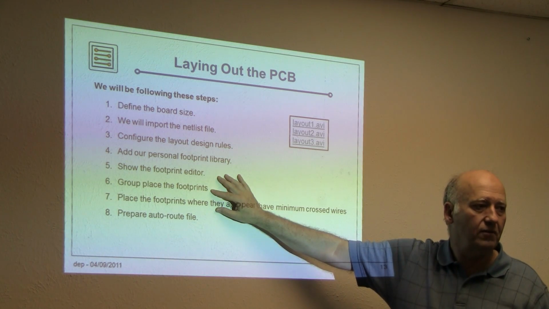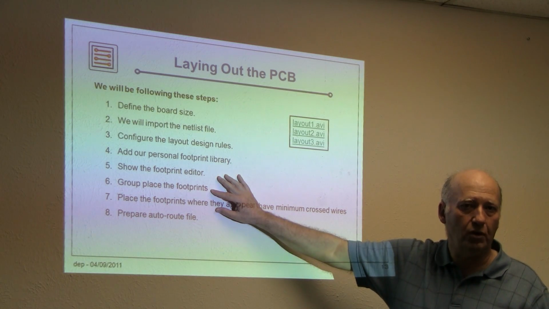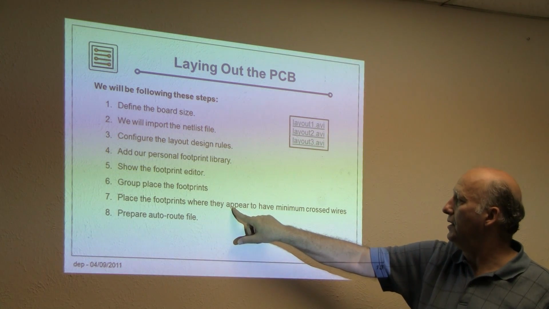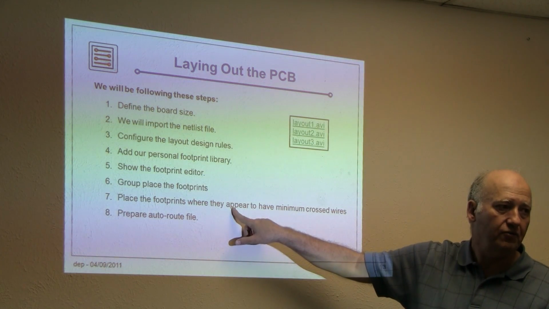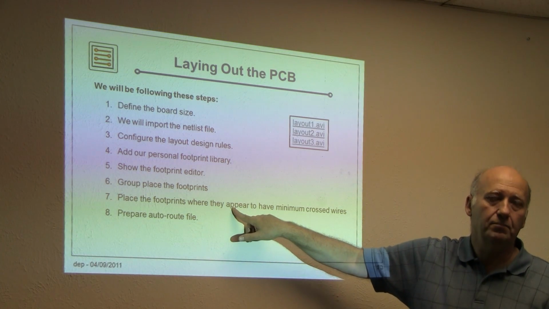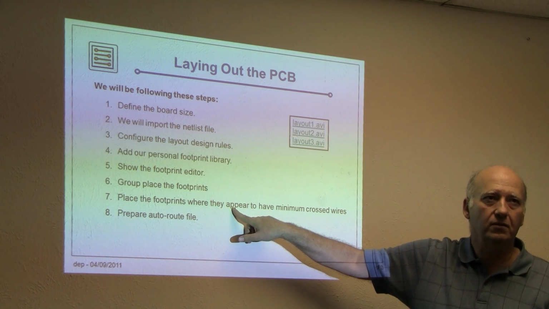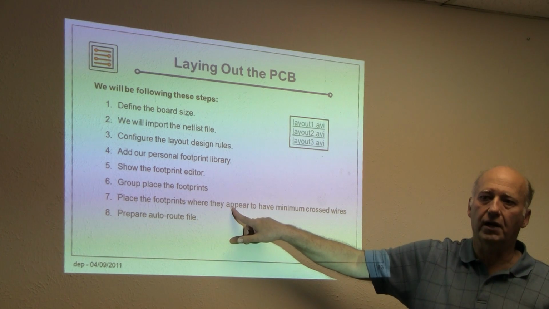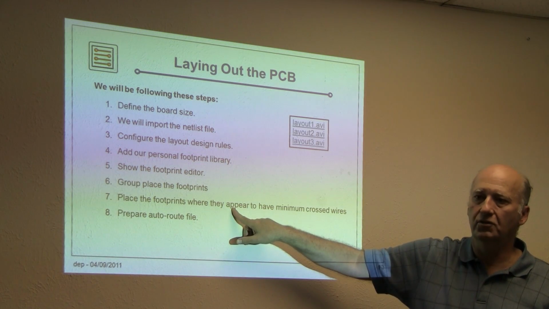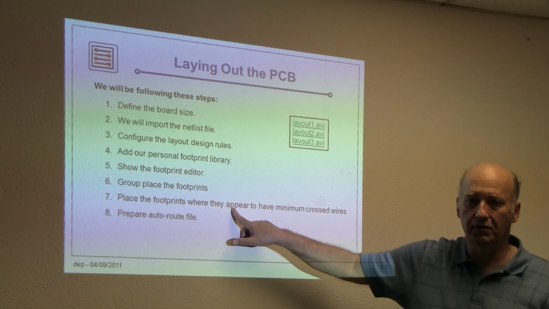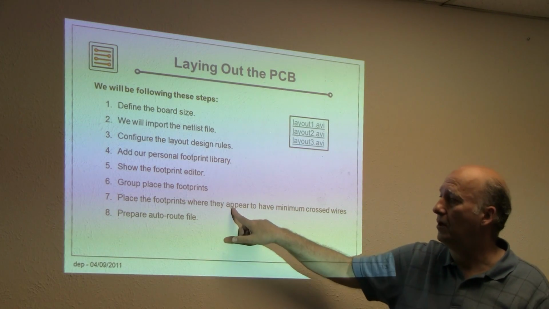You can group place the footprints. I don't think I did that in this. I think you just manually spread them apart, just to show you how they can be spread apart. And then we're going to place them where they have the minimum crossing wires. That's a little intuitive. In a real complicated PCB board, you might not want to spend a whole lot of time on this. You might just want to let the auto router sort it out, and you get a real view for where you got something badly placed, because it'll pretty much cause you problems in the auto router.